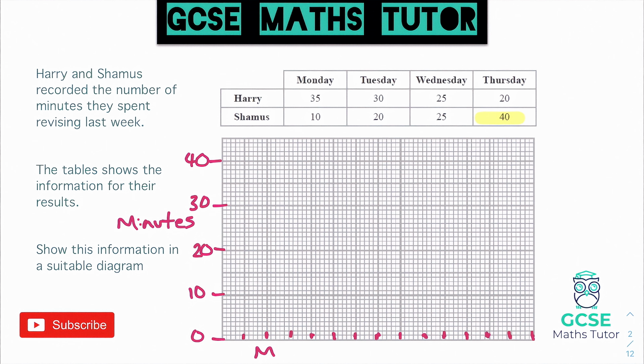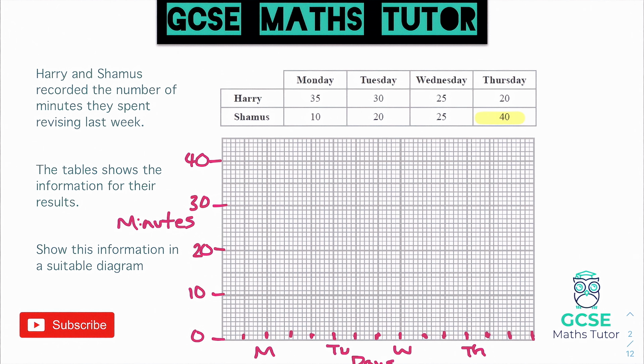So that could be Monday there, we'll leave a gap, and then we'll have Tuesday here, leave a gap, Wednesday, leave a gap, and then we'll go for Thursday just over there, and we'll separate the Tuesday and the Thursday just like that. Okay, so that also needs labelling, so we'll put days underneath, and we'll just write that that's going to be the days down there.